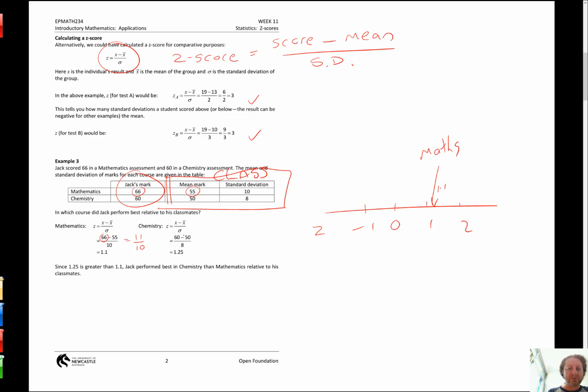Now what do you get in chemistry? Well, his score was a 60. Take off the mean from chemistry, which is a 50, so that's a 10. But it's divided by an 8. And 10 on 8 is a 1.25. That's just that little bit better. His maths was 1.1, but his chemistry was 1.25. So he did really well in both, yeah, but his chemistry was a bit higher because his Z-score was that bit bigger.